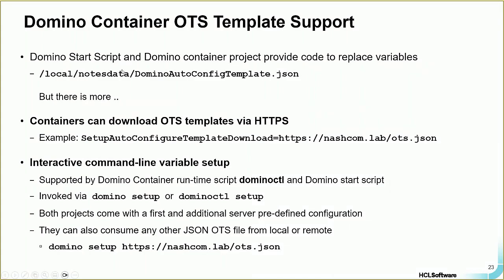But we also have an interactive mode. When you run the Domino start script in this mode, you say Domino setup, or in the container project, there's a Domino control. You can run Domino control, and it will show you the variables and replace them for you automatically. So it prompts you for variables. And you could even go wild and say Domino setup, and then you give it a URL, and it will grab the JSON for you and ask you about the parameters, and your server will be set up. So let me show that to you very quickly, how this looks like.